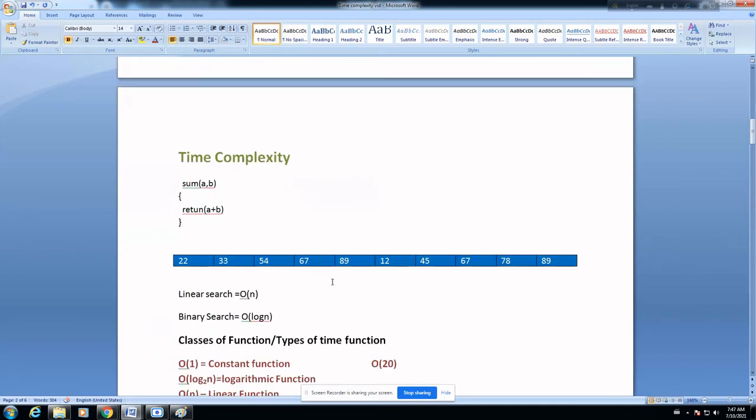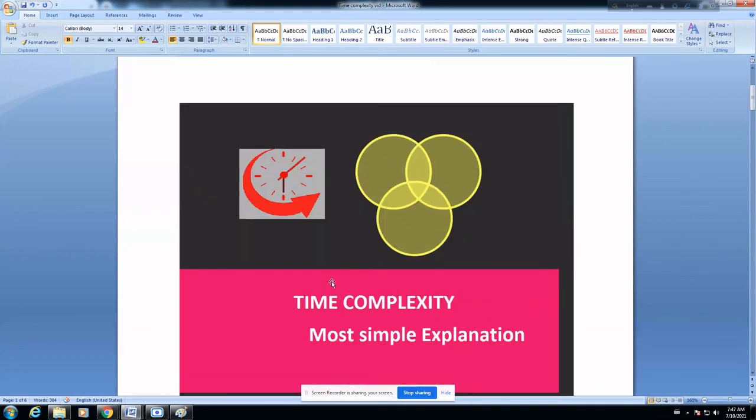In my next tutorial, we will find the time complexities of linear search and binary search, but without using recursion. We know that if I use a recursive function, then we have to depend on a recurrence relation, which I'll explain in some other tutorial.